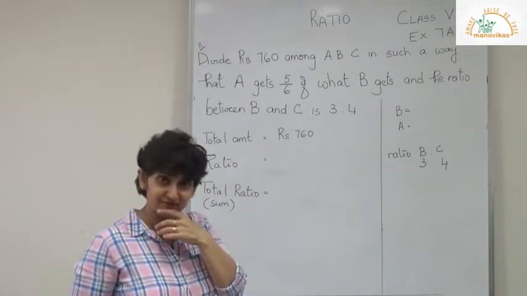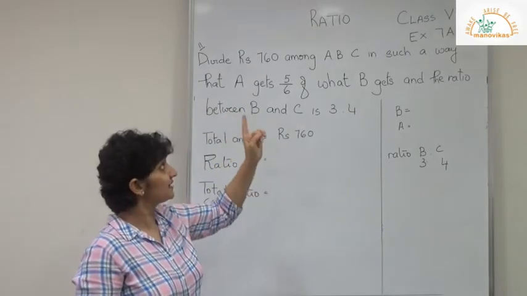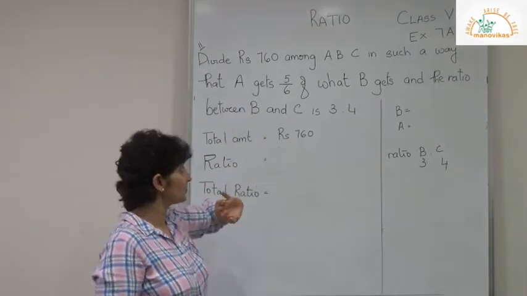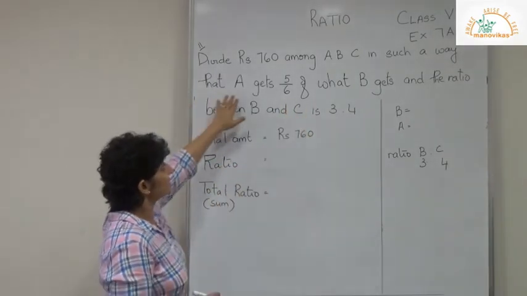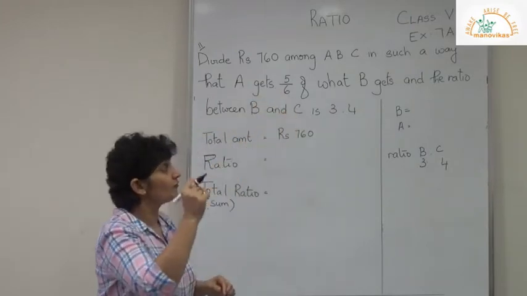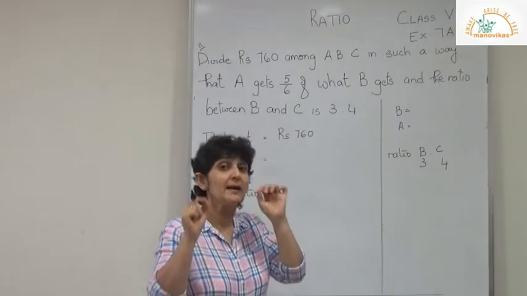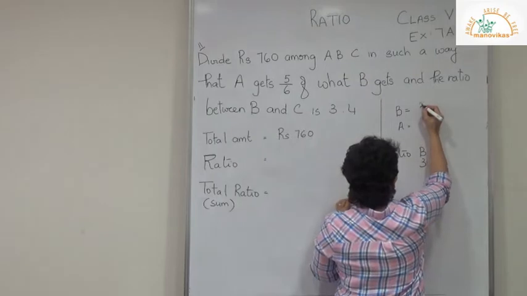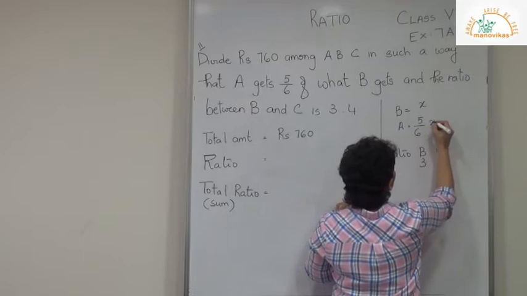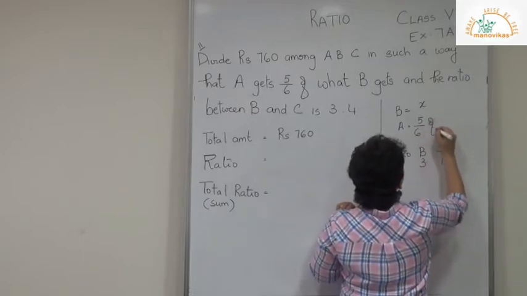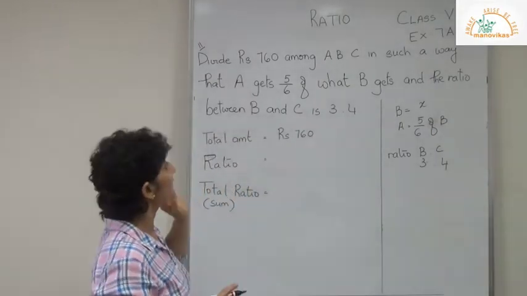Next, question 11 from exercise 7A. Divide rupees 760 among A, B and C. Your total amount is rupees 760. You have to divide it among A, B and C in such a way that A gets 5/6 of what B gets. So that means if B is x, then A will get 5/6 of B. Correct? A will get 5/6 of what B gets.